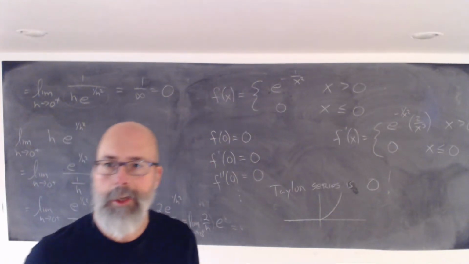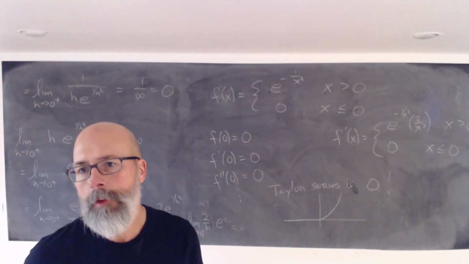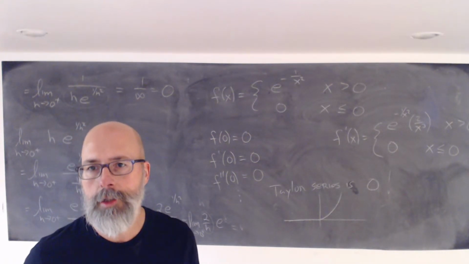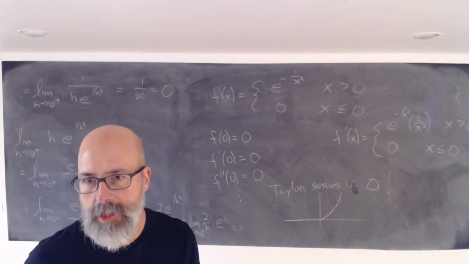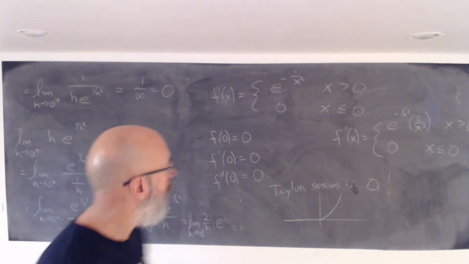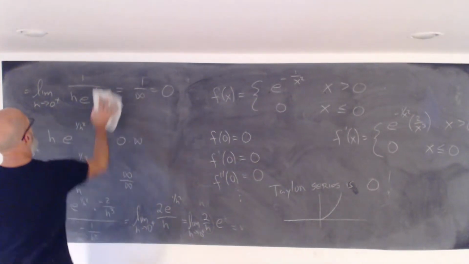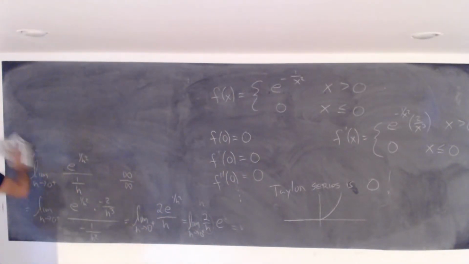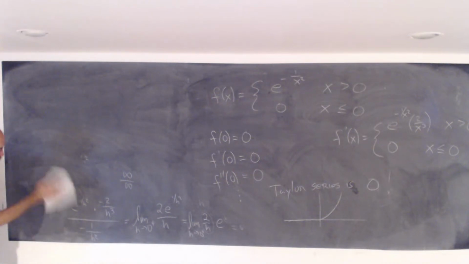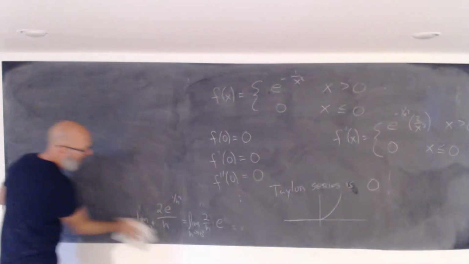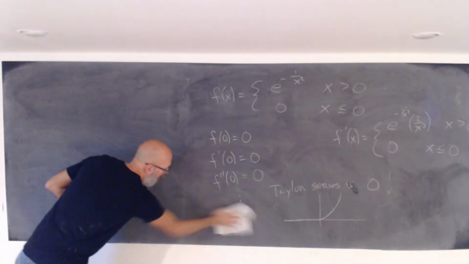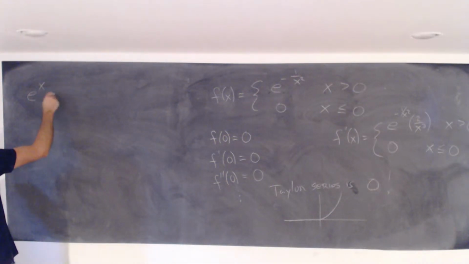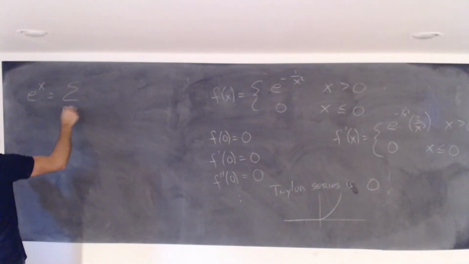Ahmad is asking, can't we take the known Taylor series or Maclaurin series for e to the x and plug in -1 over x squared instead? It's tempting to do that. And that's what a student had sent me yesterday who was trying to do that. It's very tempting, and let's convince ourselves why this is an issue.